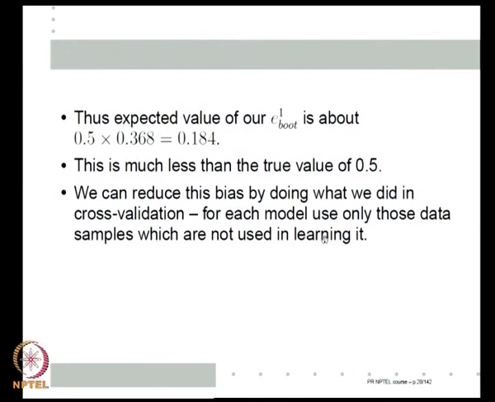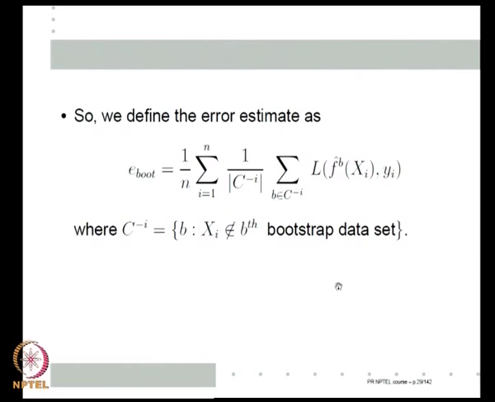We can actually reduce this bias by using what we did in cross validation, that is, test each model only on those data samples which are not used in learning it. Now, of course, because the data samples are obtained randomly, just notationally writing this is a little complicated, but let us write it anyway. So, now we will define another error estimate, this time I call it E boot, that one is not there. So, for each i I can test i on all f hat b in which it is not used. So, let us define C minus i, the set C minus i to be the bootstrap data set indices b such that xi is not in that bootstrap data set.